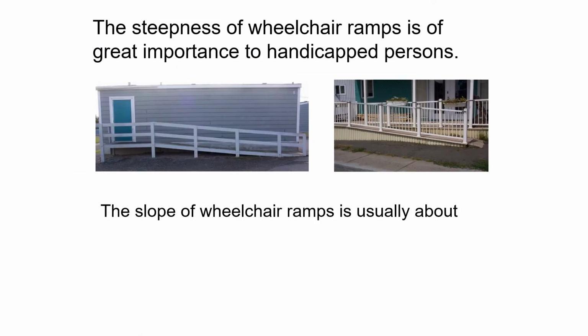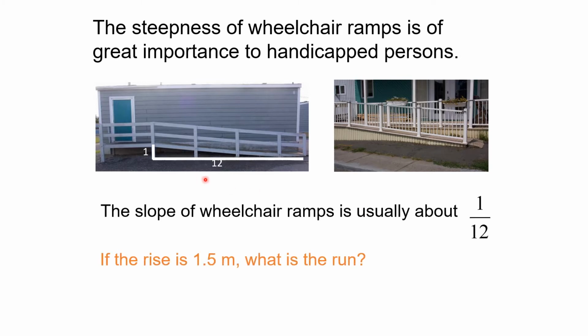The steepness of wheelchair ramps is also really important. The slope of wheelchair ramps is usually about 1 over 12. So what that means is, for every rise of 1 unit, whether it's 1 meter or 1 centimeter, we have to have a run of 12 of those units. So if the rise is 1.5, what is the run? If my rise is 1.5, we have to also change the denominator, and that would give us an 18.